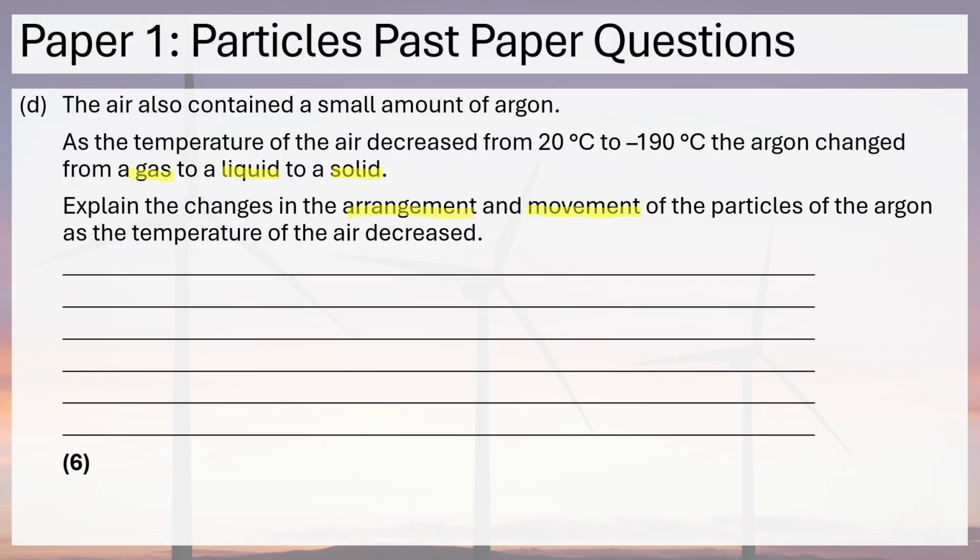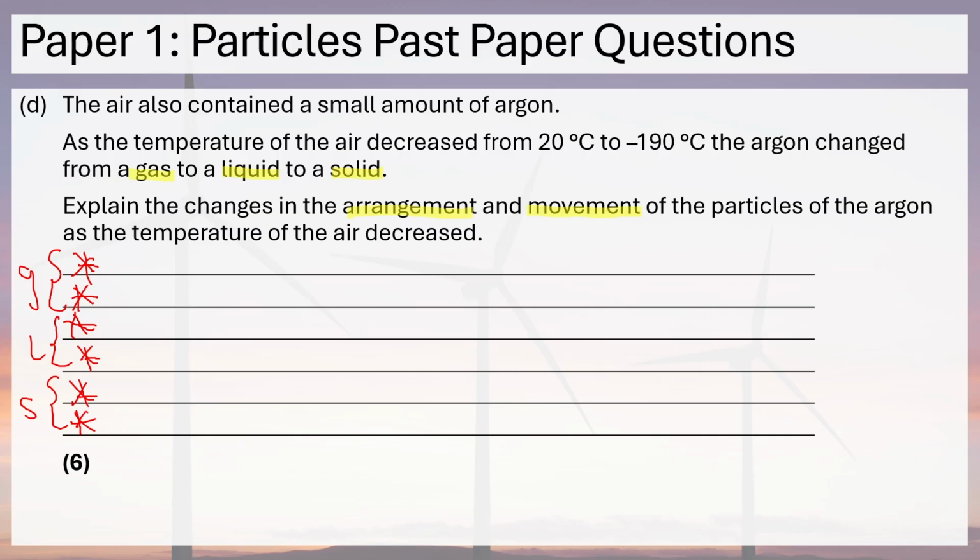And again, before I start writing anything down, I'm going to take a bit of time to plan my answer. So I've got gas, liquid and solid, and I've got 6 marks. So that means I need to write 2 points about a gas. I need to include 2 points about the argon as a liquid. And I need to include 2 points about argon as a solid. And it says explain the changes in the arrangement and the movement. So again, for each of those 2 points, I need to include something about the arrangement and something about the movement of the particles.